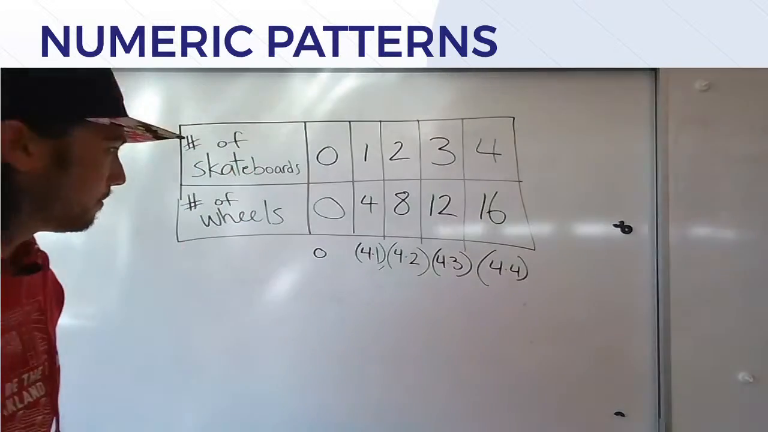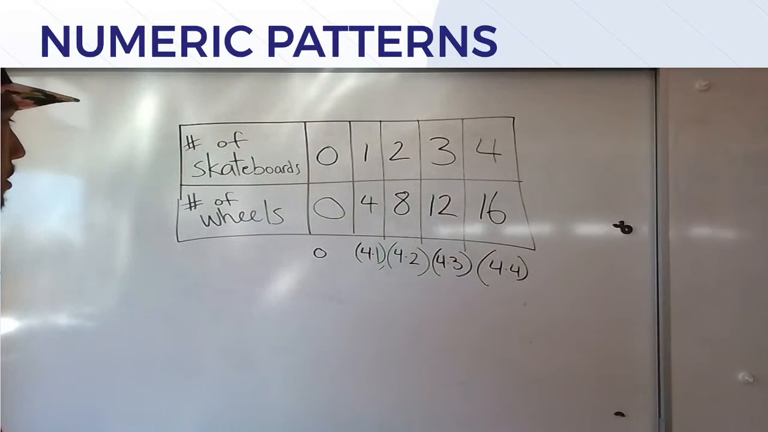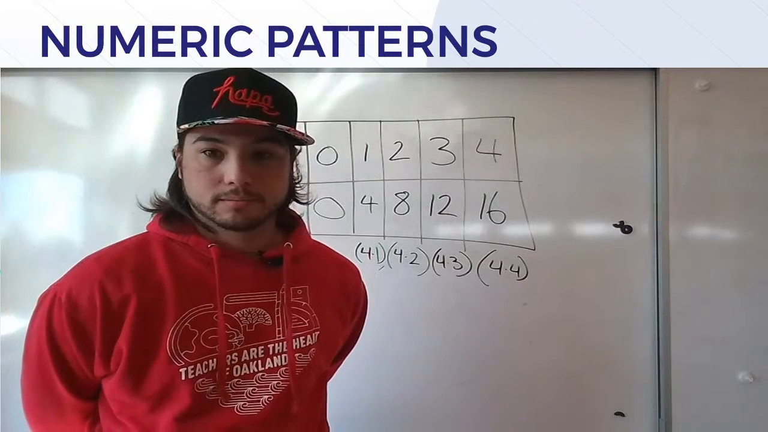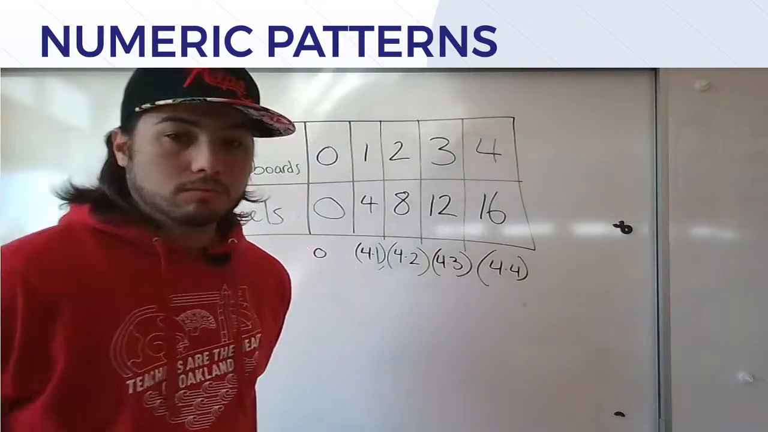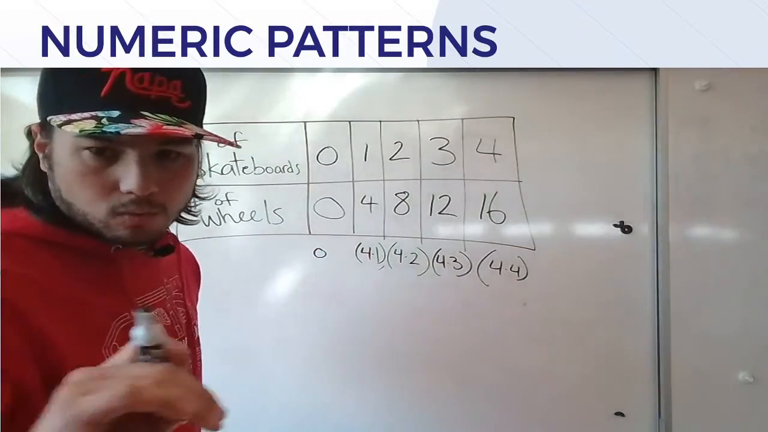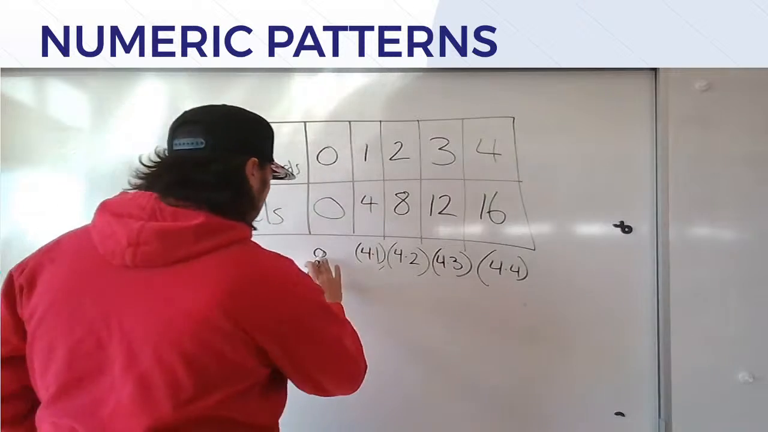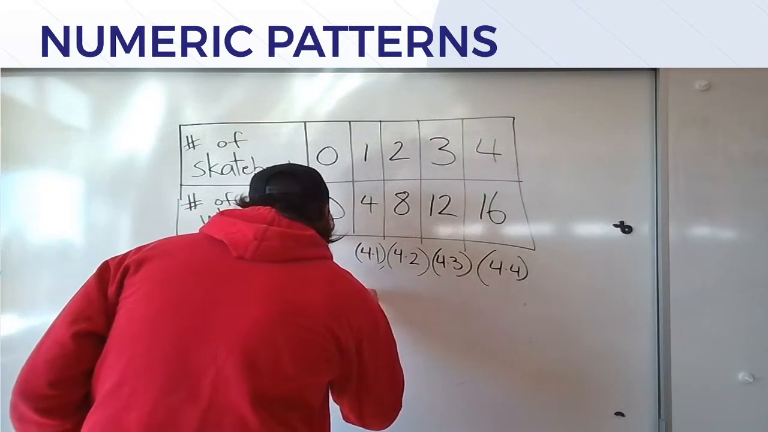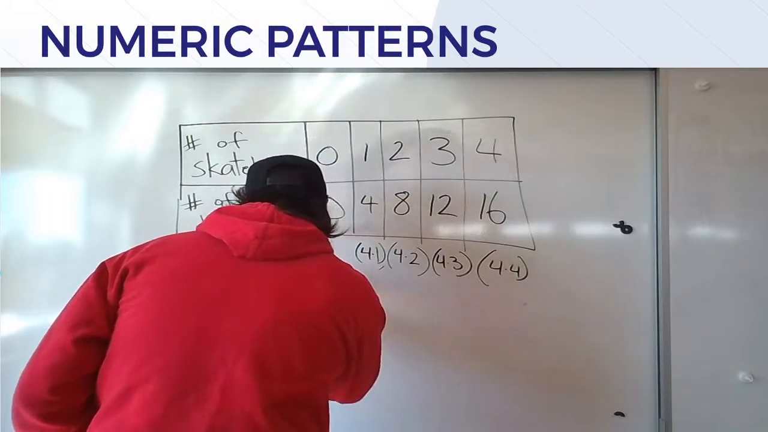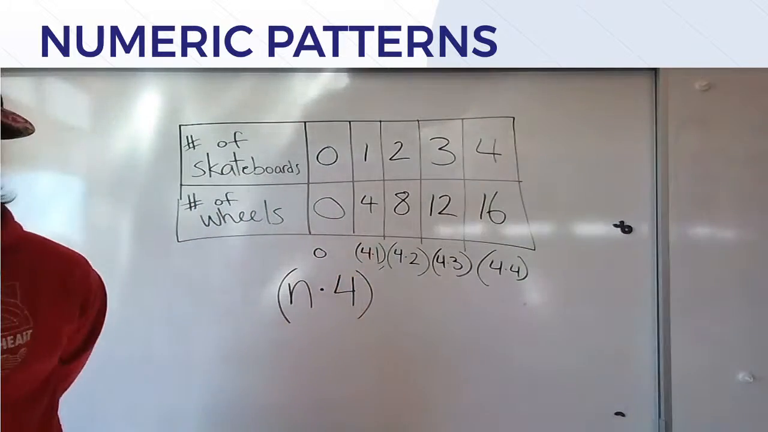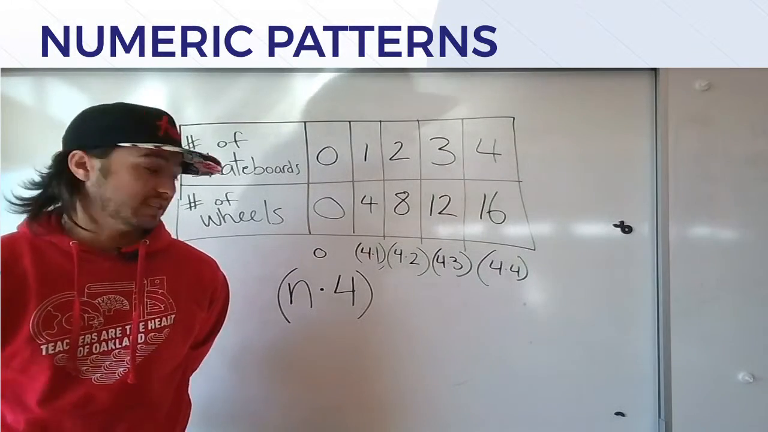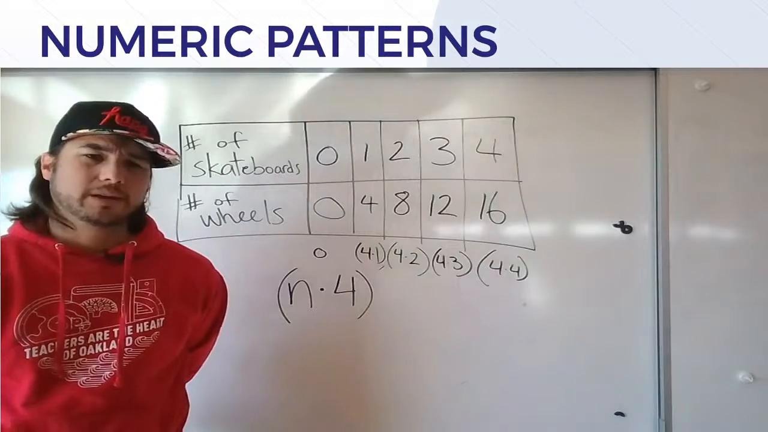There's our expression, right? For each skateboard, we need 4 wheels, okay? So I already see, ooh, nice expression in the chat there. I see n times 4 would show this pattern. Do we agree? I agree. Does it have to be n? No, it could be any variable we want.